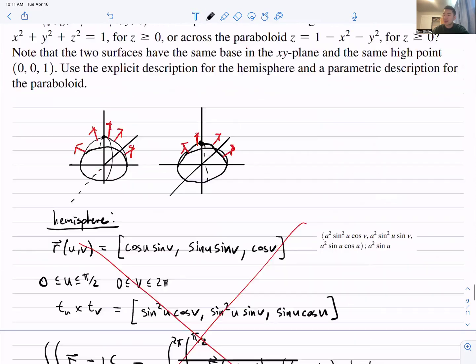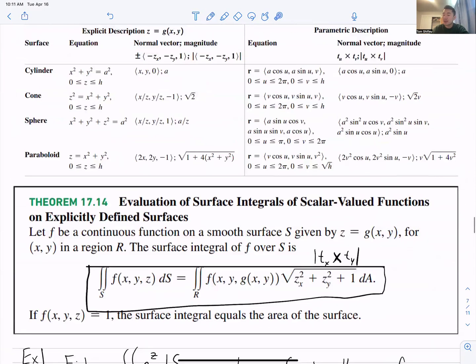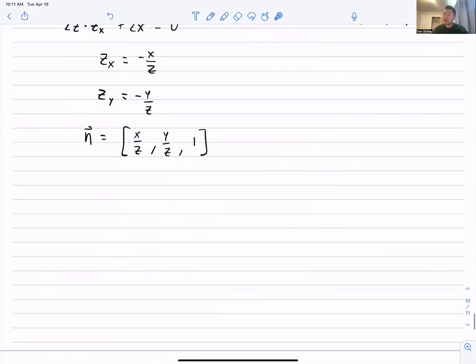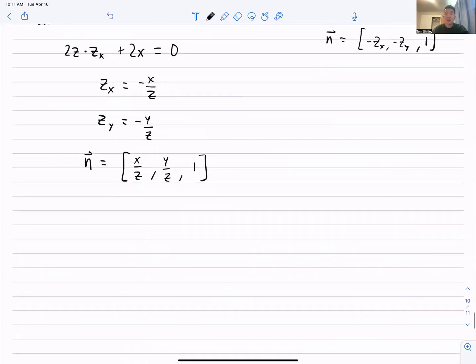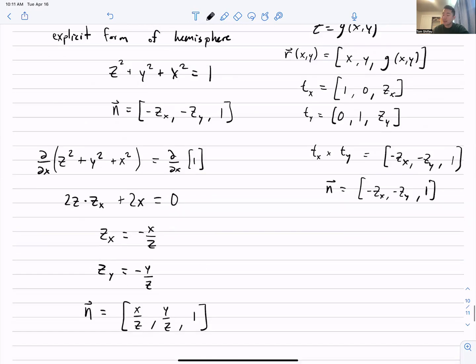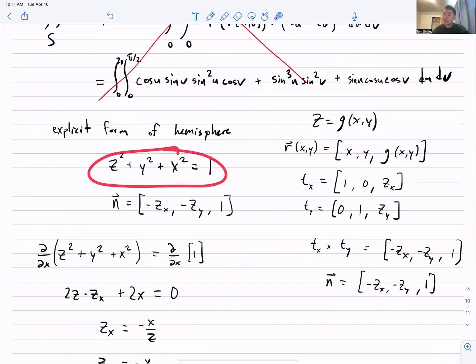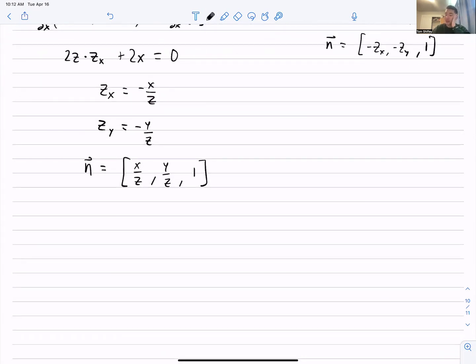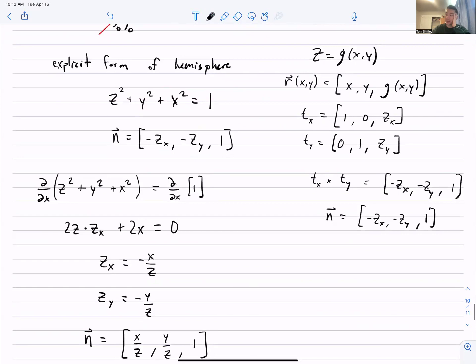And another place you could see that is also in this table. If you go to the sphere and you look at the normal vector, it's x over z, y over z, 1. And so that's our normal vector. Once we have our normal vector, we can dot it with the vector field, plugging in the parameterization. And so our vector field f, when I plug in the parameterization, really r of x, y, what is that equal to? We're dealing with this guy.